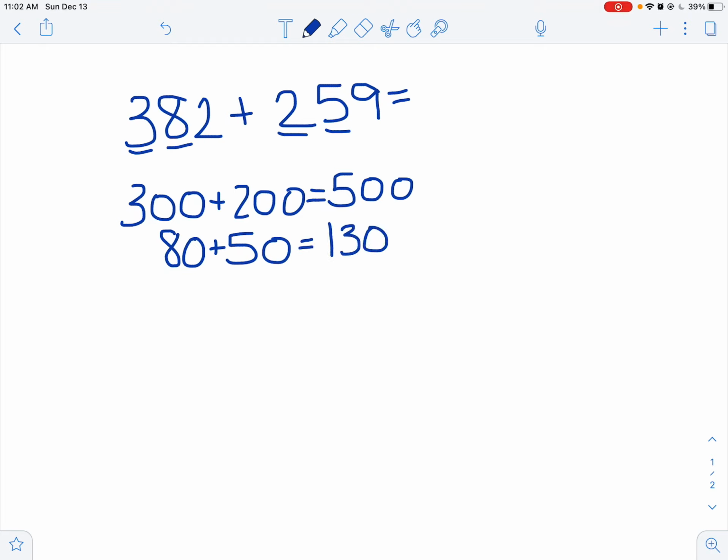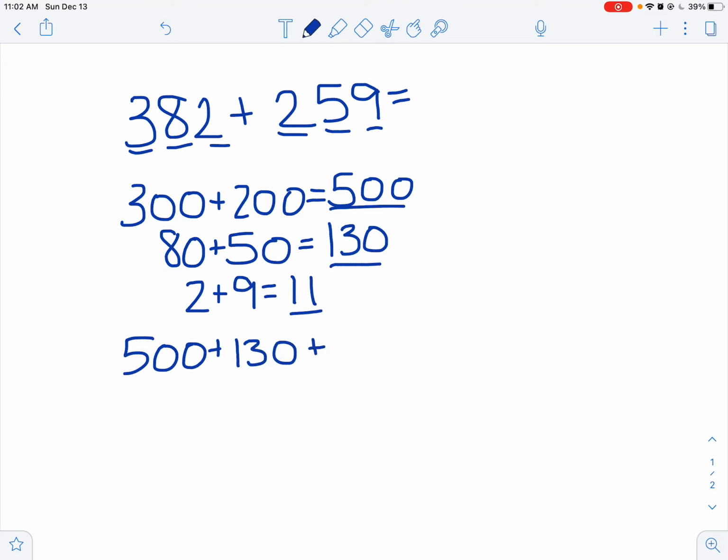If you don't know that quickly, you can always count from 80 and count up by tens 5 more times, and you don't have to show that work, okay? And then I'm going to add my ones, 2 plus 9. That's 11. And now I'm going to add all those parts back together. 500 plus 130 plus 11. So I'm going to see that 500 plus 100 is 600. 30 plus the 10 is 40. And 0 plus 1 is 1. 641. So I know my answer is 641.